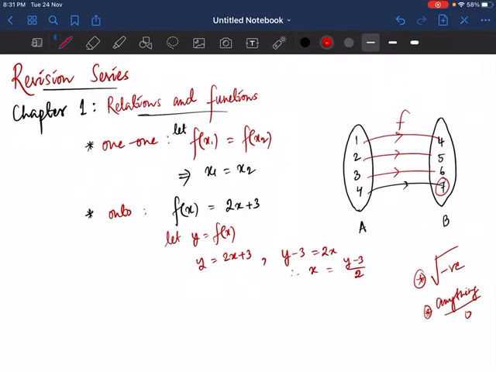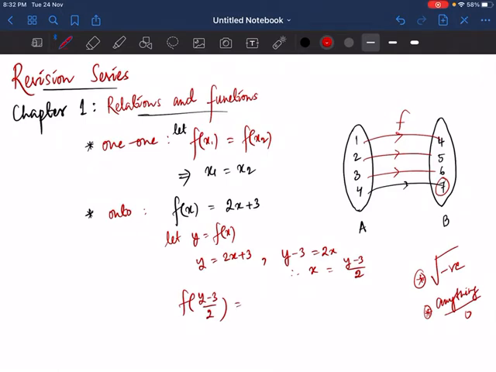So this will always be defined. So you can see that the x value can be (y minus 3) by 2. It is possible. So what I am going to do is, in place of x in f(x), I will put (y minus 3) by 2.